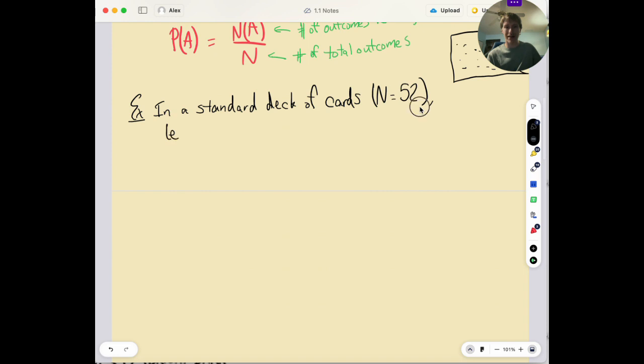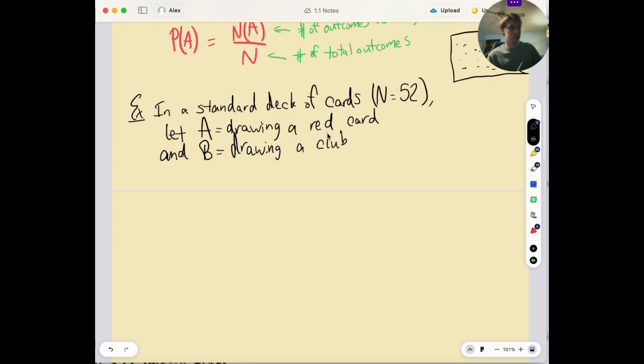okay, we're going to go ahead and let the event A be drawing a red card, just any red card. And we'll let event B be drawing a club. And event C be drawing the 3 of hearts. Sure. Let's just do some quick probabilities then.